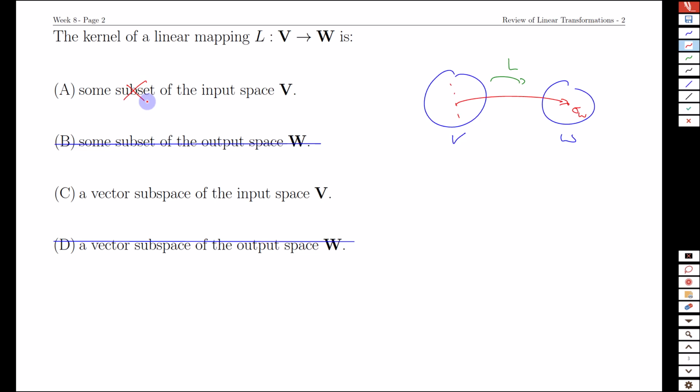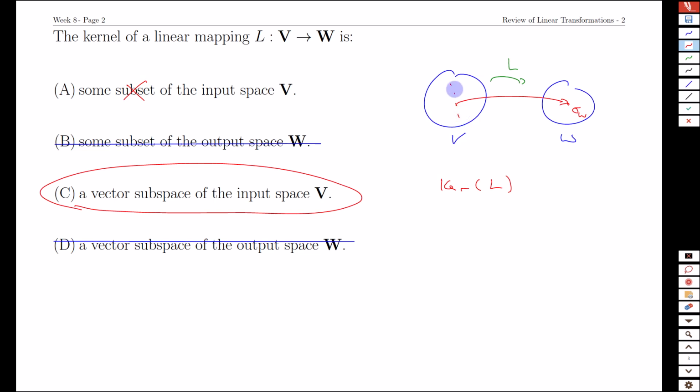I mean, it is a subset, but more importantly, or more relevantly, it's specifically a vector subspace of the input space V. And that means we have all the nice properties of vector spaces. So the kernel of L, the set of points here, the set of vectors, is closed under addition. It is closed under scalar multiplication. It has a dimension, it has a basis, it has all these things that we associate with vector subspaces. The kernel of L has all of those.